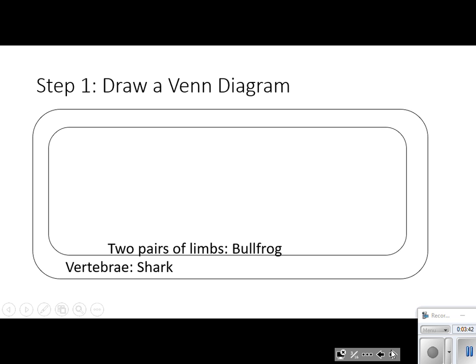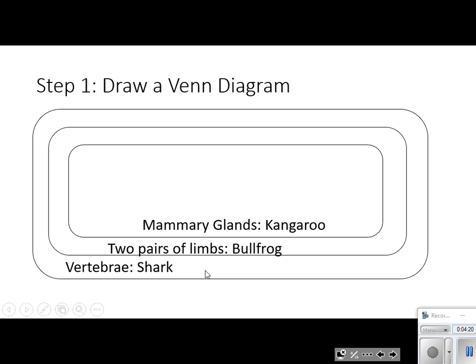Now let me ask you this. Does the shark have 2 pair of limbs? No, because he's outside of the circle. Does the bullfrog have a vertebrae? Yes, because the bullfrog is inside of the circle. Jonathan, what's my next one? Mammary glands, and you put the kangaroo. Mammary glands in the kangaroo.